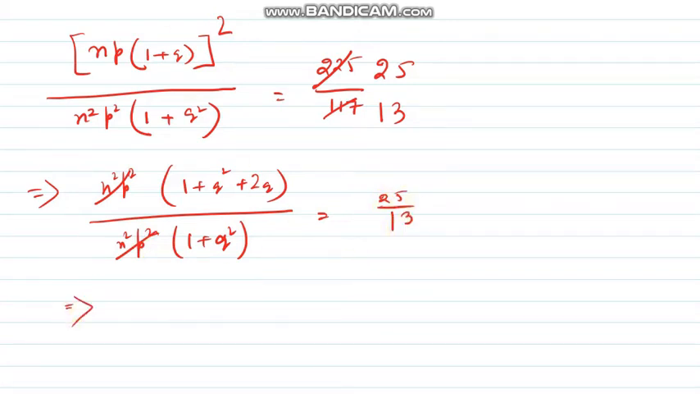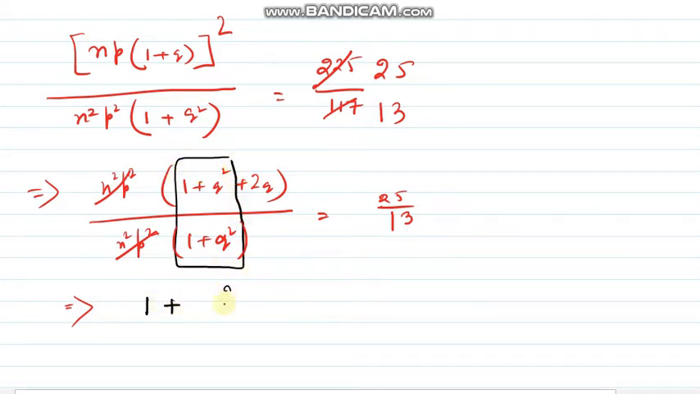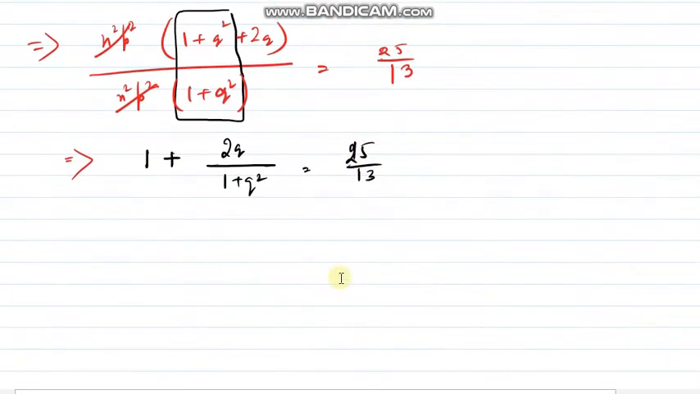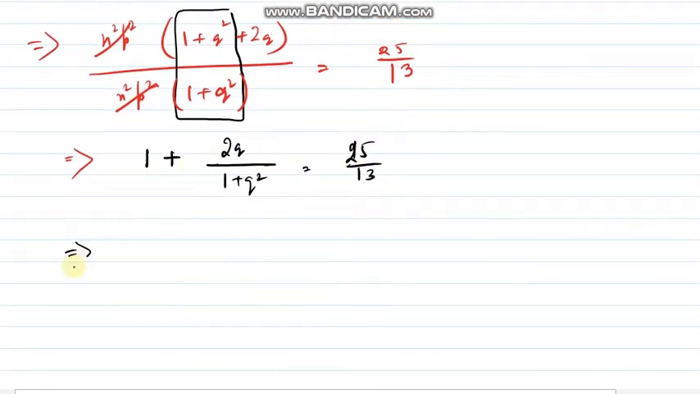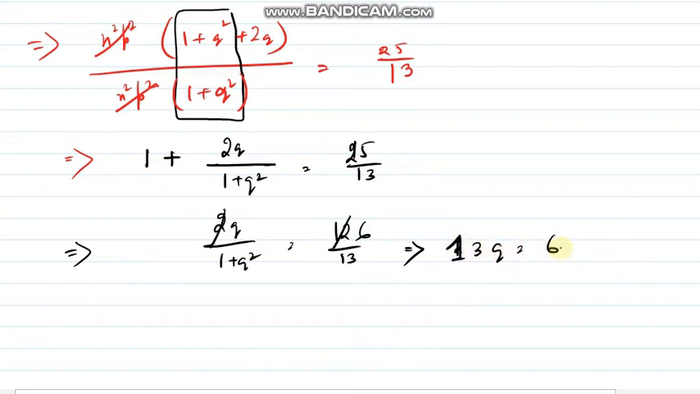So just check how I am going to do it. This divided by this will give you 1, right? So can I write it as 1 plus 2q divided by 1 plus q square, that is 25 divided by 13. Next line, can I take 1 to this side? So 2q divided by 1 plus q square is equal to 12 divided by 13. Now cross multiply; you can simplify 26 before cross multiplying. After cross multiplying, 13q is equal to 6 plus 6q square.